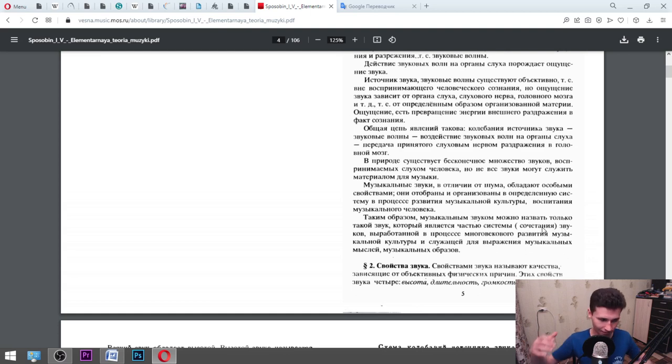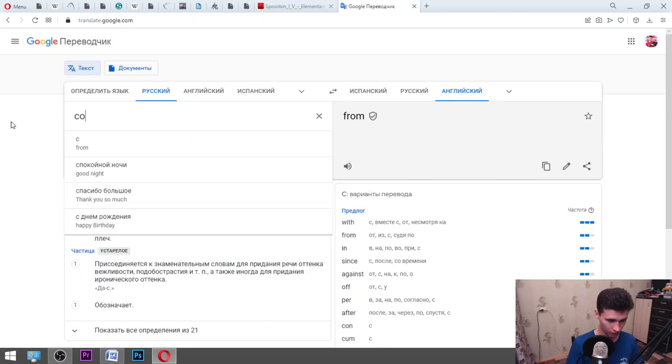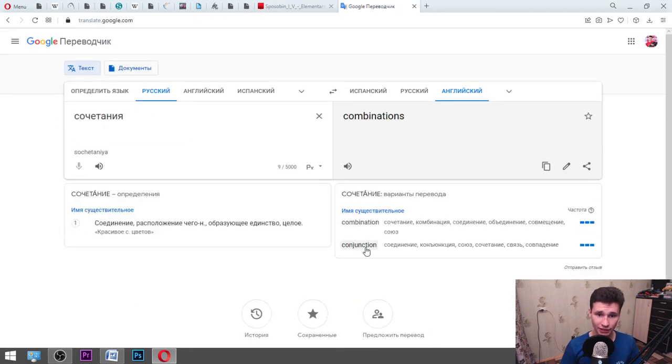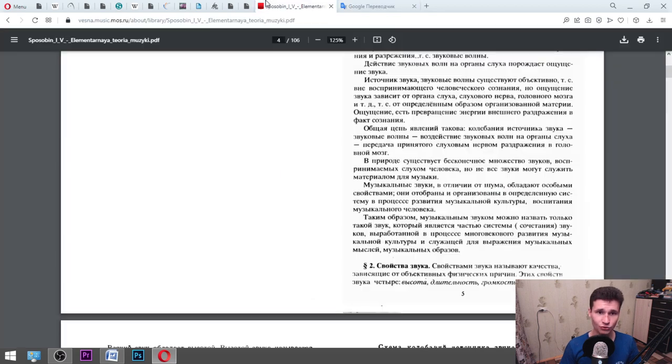Сочетание means the connections, the... I don't know how to say it correctly, let's see. Сочетание. Combinations, conjunctions maybe. Conjunctions, combinations, yes, combinations, permutations, we also can say it. It is the specific system. Сочетание means gathered sounds, звуков, system of sounds that were created in a process of several centuries, многовекового, many centuries, growing of musical culture.